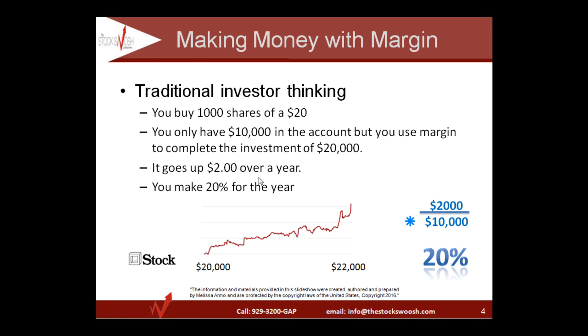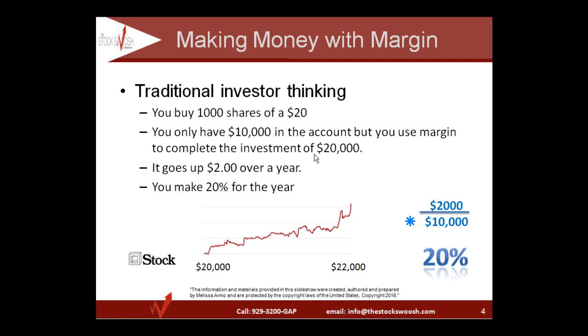If you were to execute the same transaction as an investor using margin, you could double your ROI or your return on investment either by shrinking the base amount by half or by doubling your profit. Here's how that works. If you buy 1,000 shares of a $20 stock, you can do that with only $10,000 in the account because you're using margin to complete the transaction for the other $10,000.